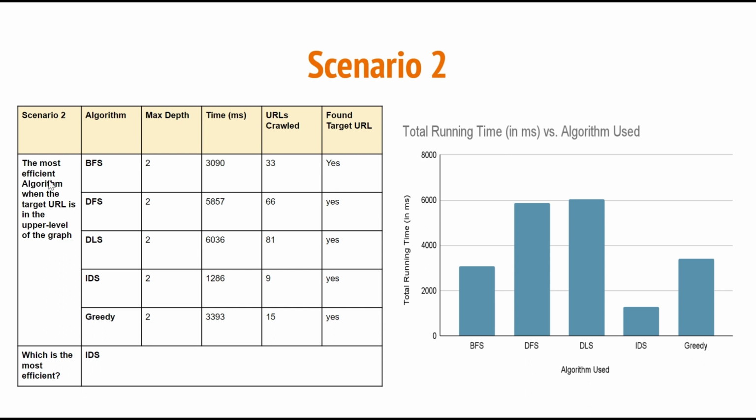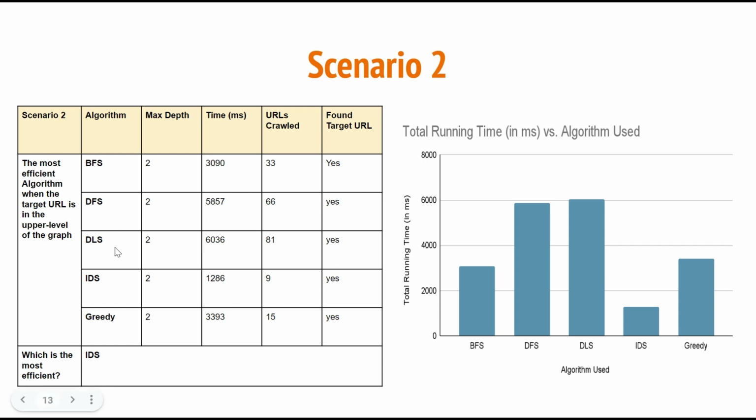In scenario 2, we have taken the exact opposite scenario from scenario 1. We tried to find the most efficient algorithm when the target URL is in the upper level. In this case, BFS performed much better than DFS and DLS, because it found the URL way faster. Suppose the URL is in level 1: since BFS completes level 1 first, it can find the URL way faster than DFS or DLS, and it can terminate the program.